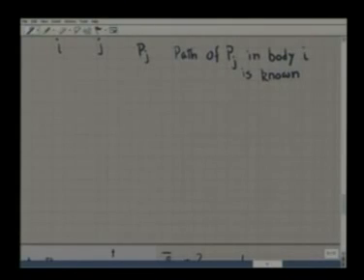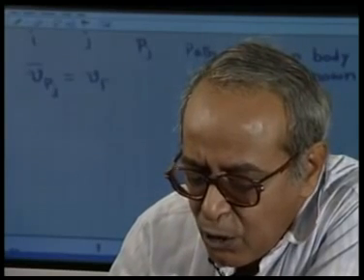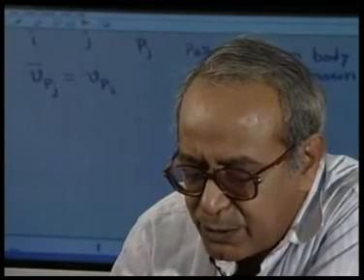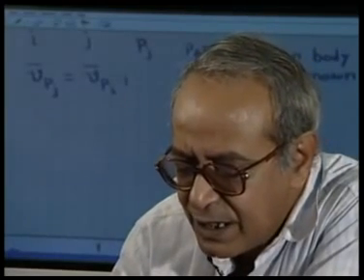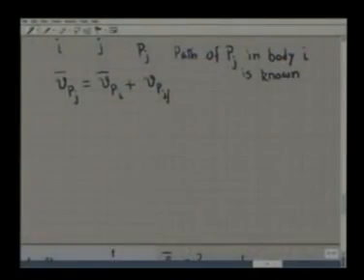Then I can find the velocity of the point Pj is velocity of the point Pi, which is instantaneously coincident with Pj, plus velocity of Pj in i, that is as measured by an observer attached to body i. And this velocity Vpji is tangential to this path of Pj in body i, which is known.